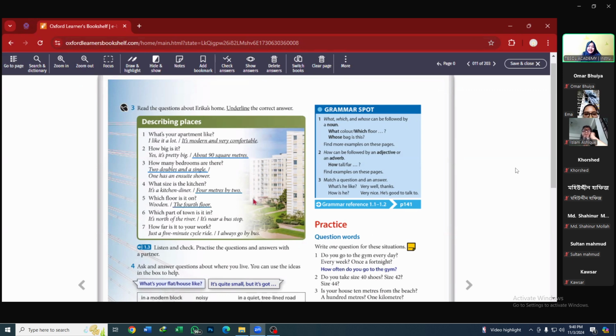The fourth floor. Good. Number 6, which part of town is it in? It's near a bus stop. No, it's north of the river, because we're talking about the part of the town. So it's in the north of the river. Okay? Okay, good. Number 7, how far is it to your work? Just a 5-minute cycle ride. Good. Great. Thank you so much, Miss Ima. So that is the activity that we did and completed last class. And this was where we wrapped up. So we just saw what we learned last class.